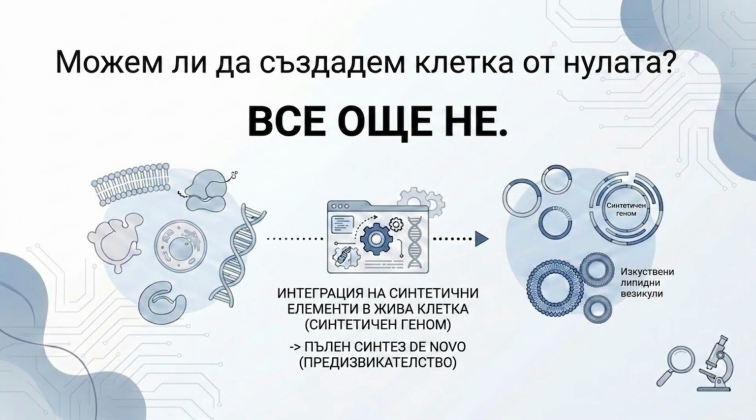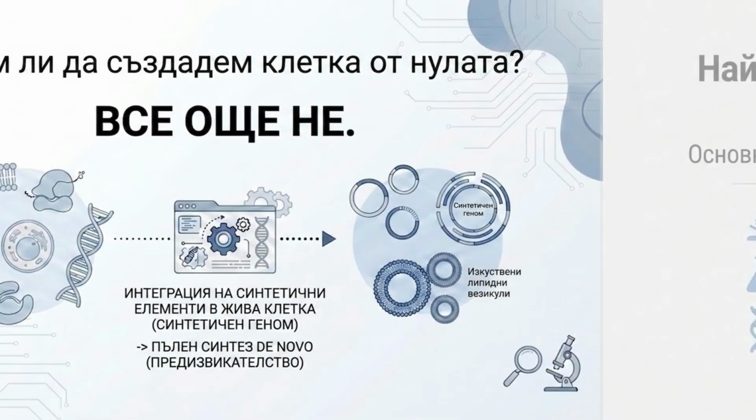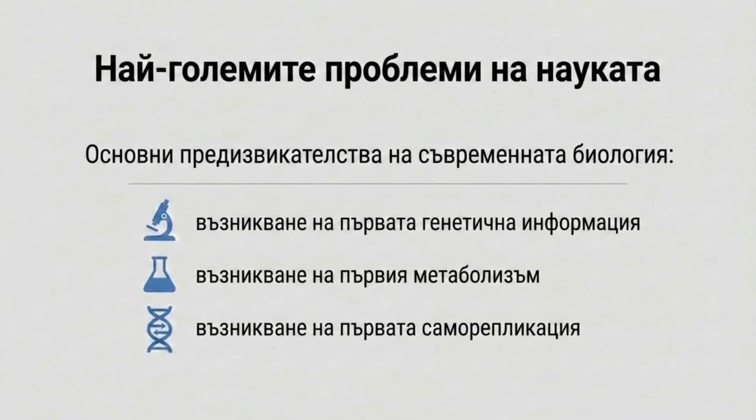Can we create a cell from scratch? The answer remains, not yet. While we can integrate synthetic genomes into living cells, performing a complete de novo synthesis of a functioning living cell remains a major future challenge. The greatest problems in modern biology remain the core mysteries of life's origin. Understanding the exact mechanisms behind the emergence of the first genetic information, the first metabolism, and the first self-replication.